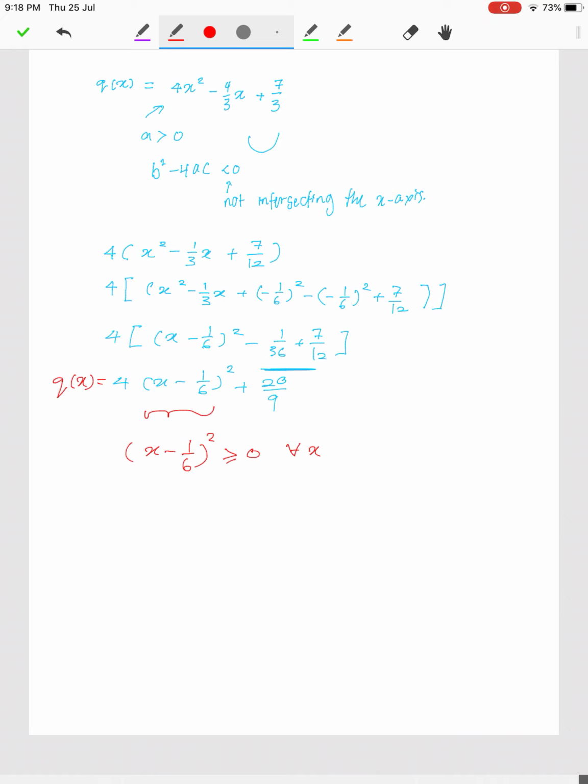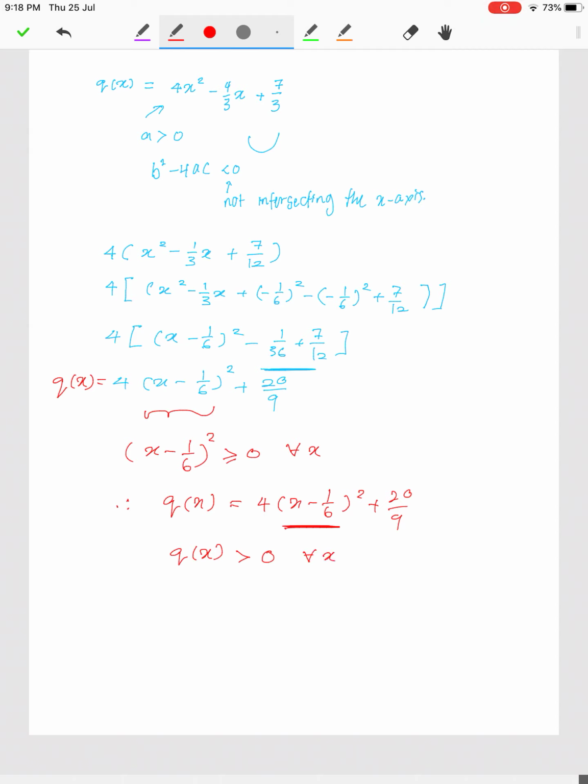So therefore we can say that, because q(x) is equal to 4 times x minus 1 over 6 squared plus 20 over 9, and since this squared term is always greater than or equal to 0, let's say we take the minimum, which is 0. So 0 plus 20 over 9 will still give you a positive value. Therefore q(x) is always greater than 0 for all x.